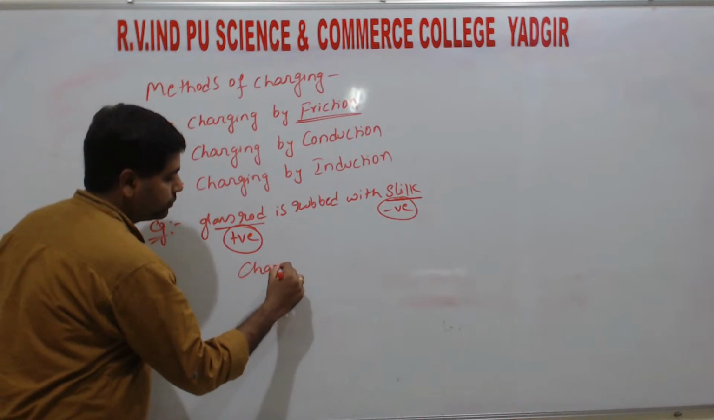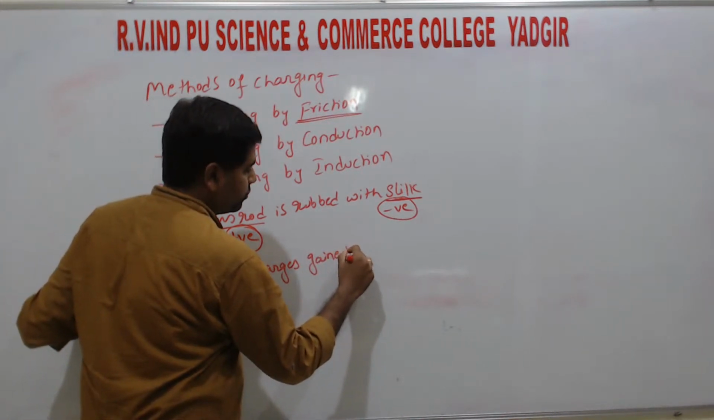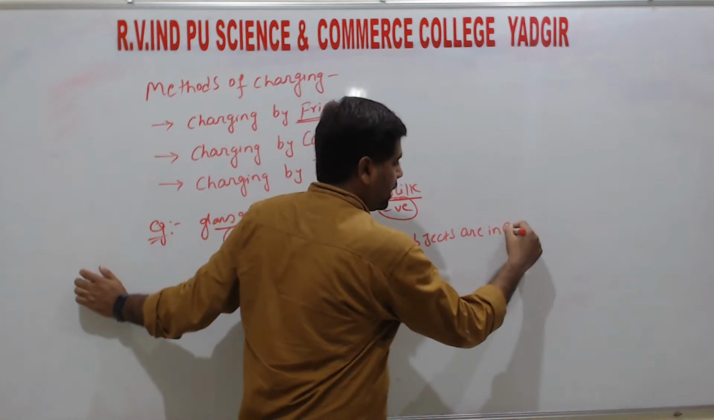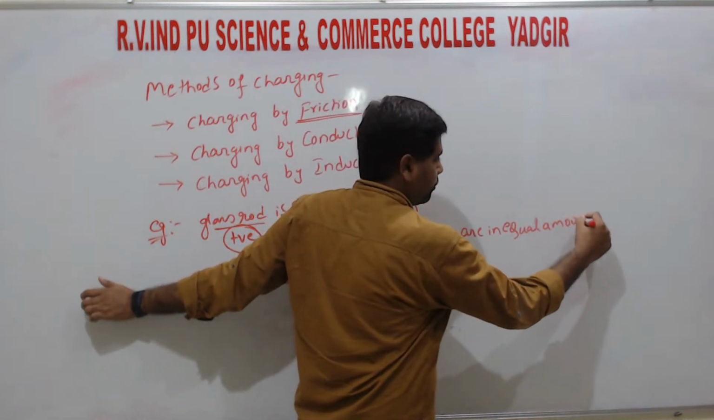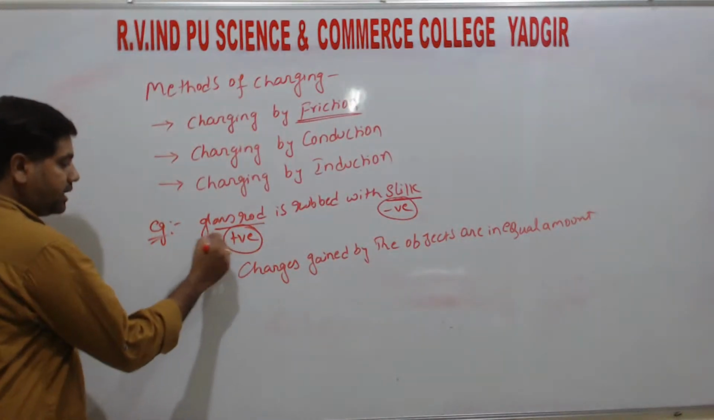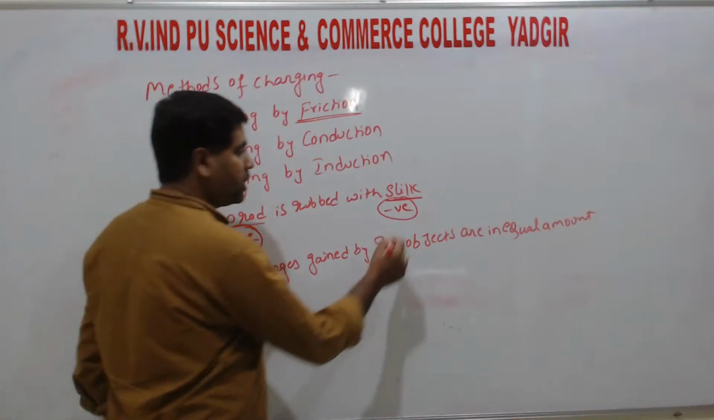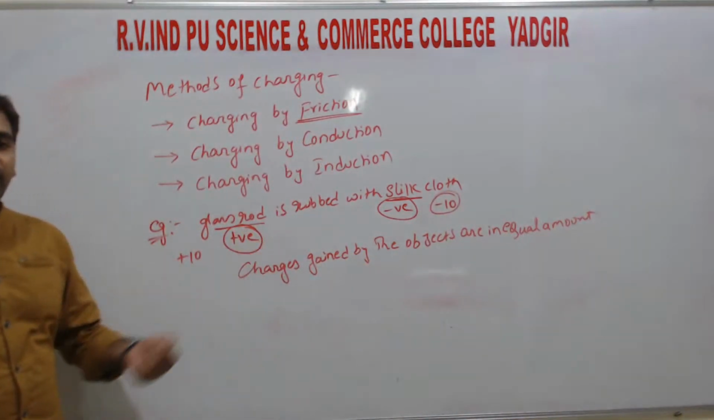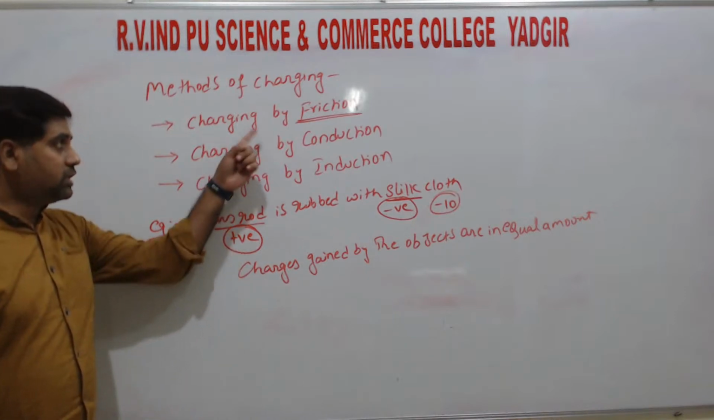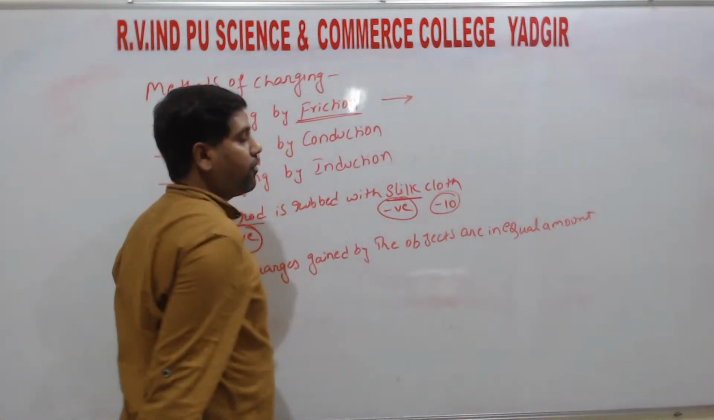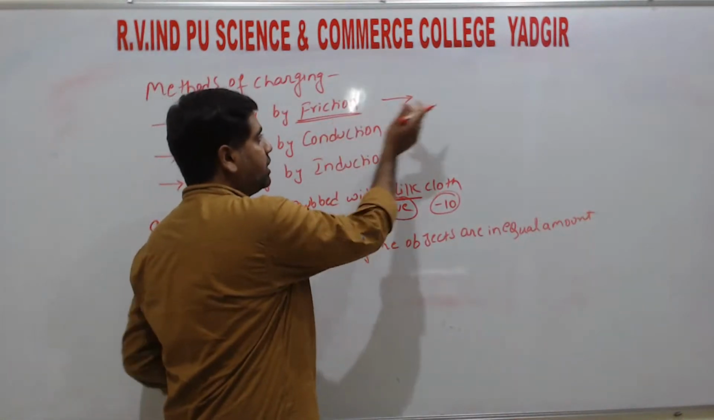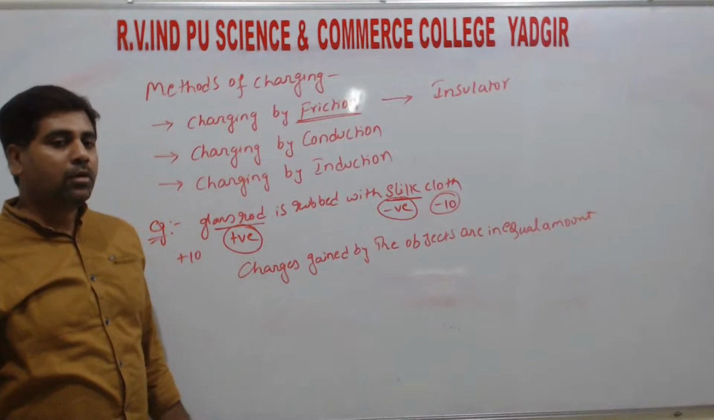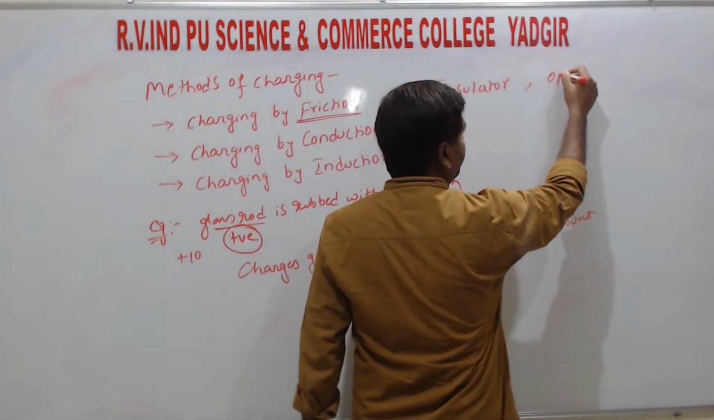The charges gained by the objects are in equal amount. So if the glass rod gains 10 positive charges, the silk cloth will gain minus 10 charges, equal in number. Charging by friction is the best method to electrify an insulator. That means friction takes place in insulators, and opposite charges are gained.